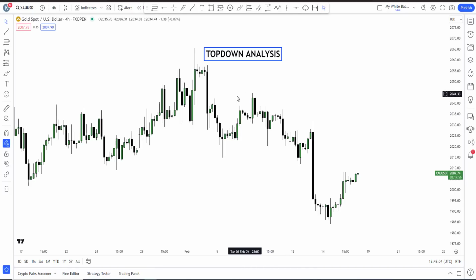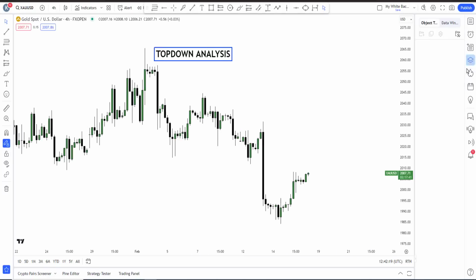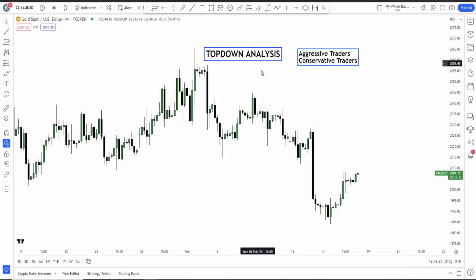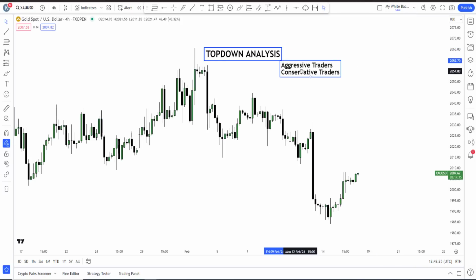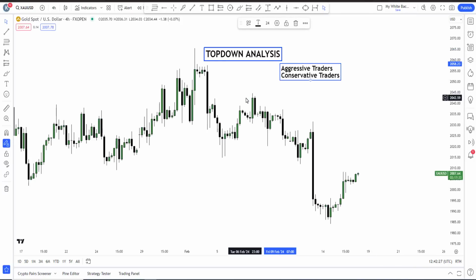Now, before we jump into the top-down analysis, there is something I want you to also understand. For you to be able to do top-down analysis properly, you must understand the type of trader you are. There are basically two categories of traders, and I want to fully explain that to you. Please be patient and follow through. So look at this. We have two categories of traders: the aggressive traders and the conservative traders. Each of these traders has their advantages and their disadvantages.